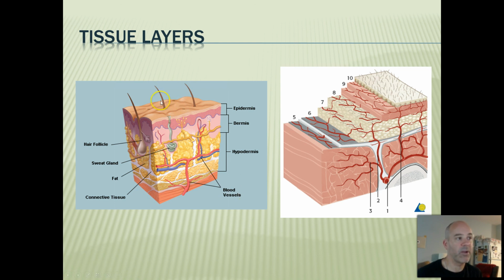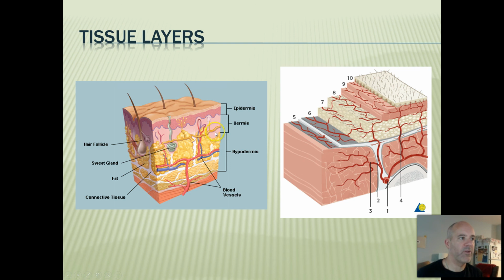All right, so if we start up here at the surface of the skin, as you guys know, it consists of two major layers. The top one is called the epidermis. The next one is the dermis. So what kind of tissue is the epidermis composed of? It's stratified squamous epithelium.